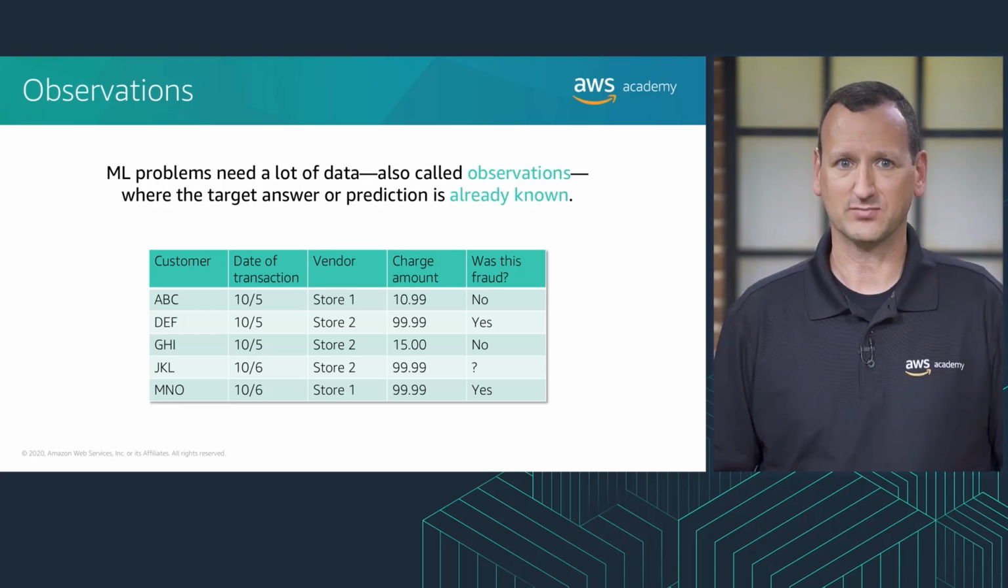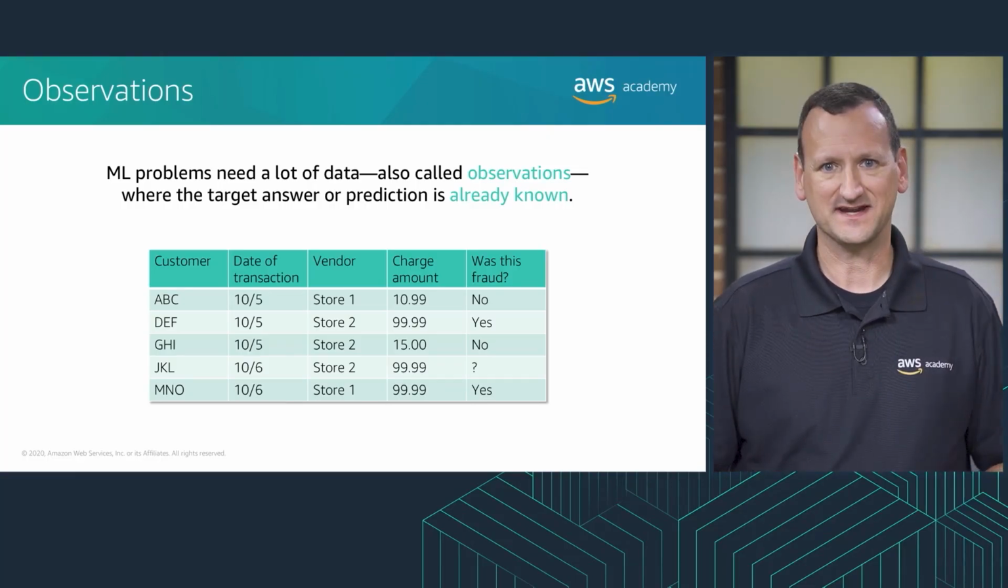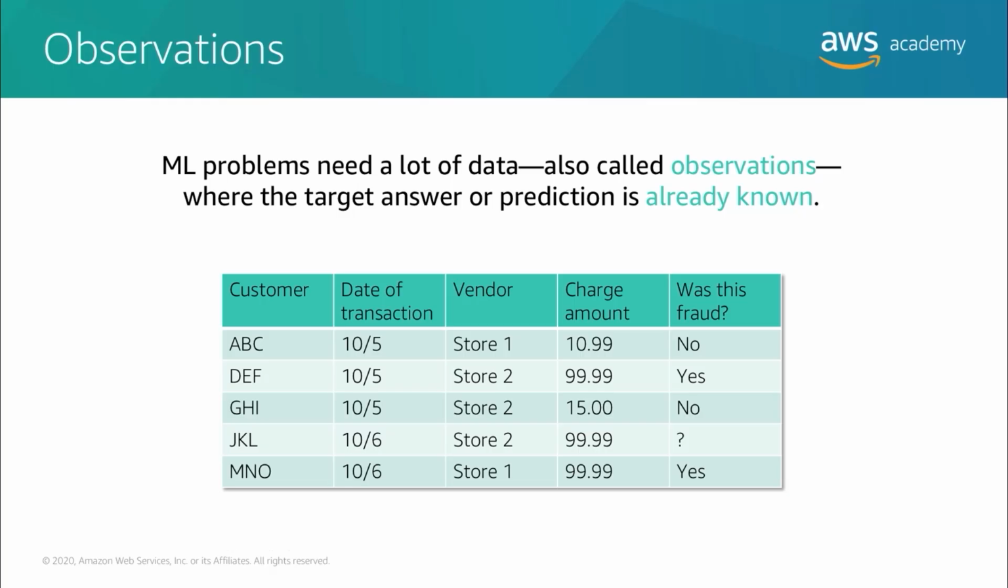Supervised machine learning problems need a lot of data. These are also called observations, and you already need to know the target answer or prediction for that data. This kind of data, where you already know the target answer or prediction, is called labeled data.